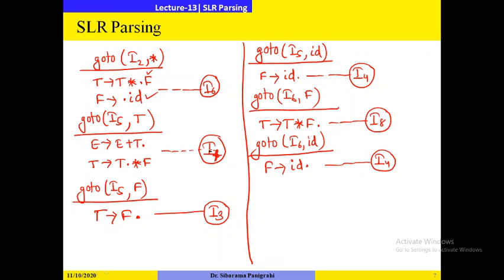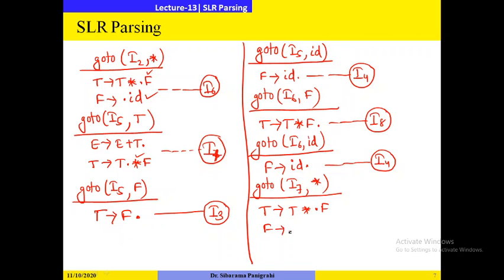Now we can go through I7. In I7 what we can jump? You see, in I7 what we can jump? T is already jumped. So here we can jump the star. So go to I7 comma star. So what we will get? We will get T gives to T star dot F. Dot F means what we have to do? We have to add all the productions of F.